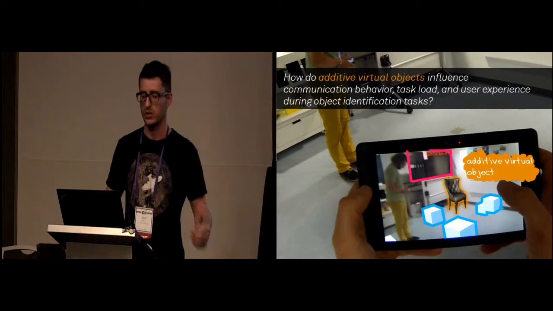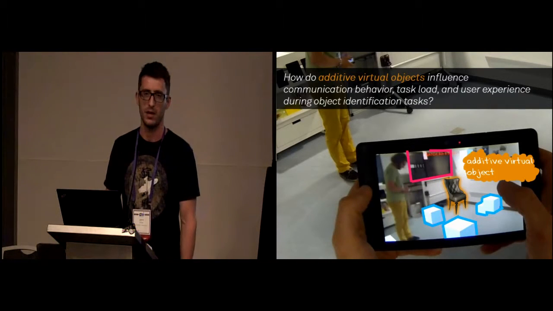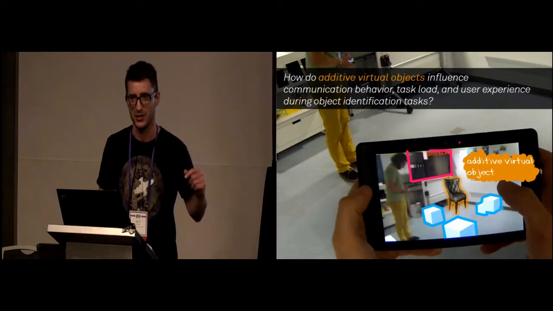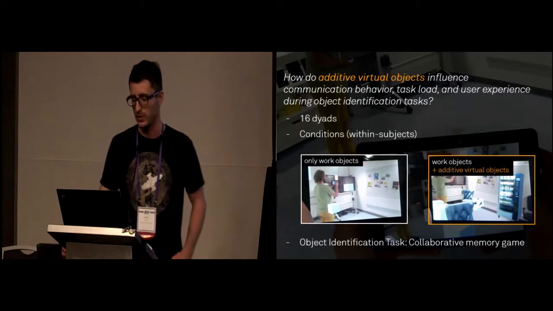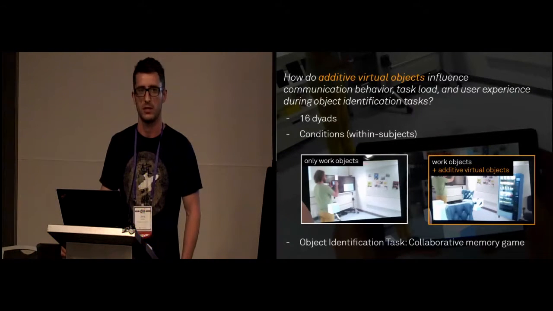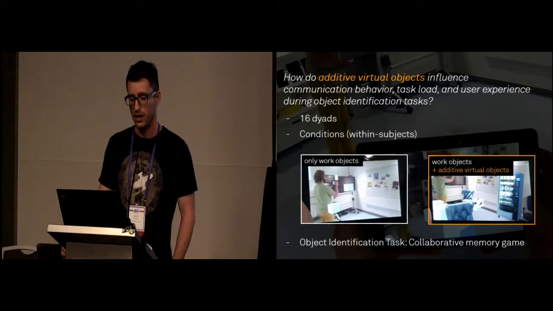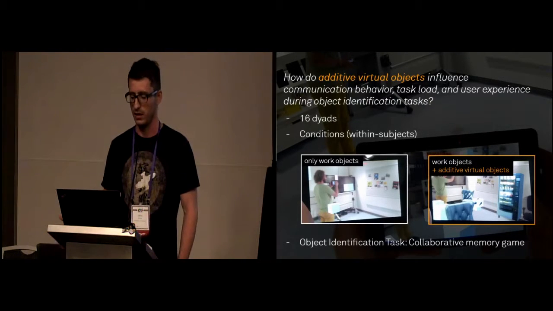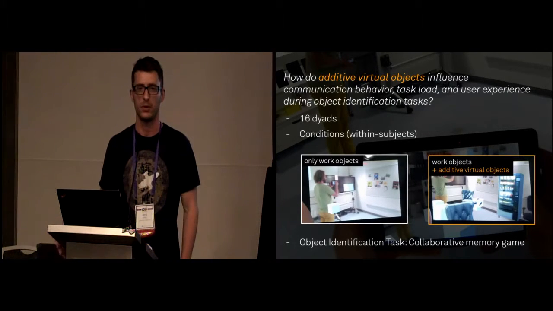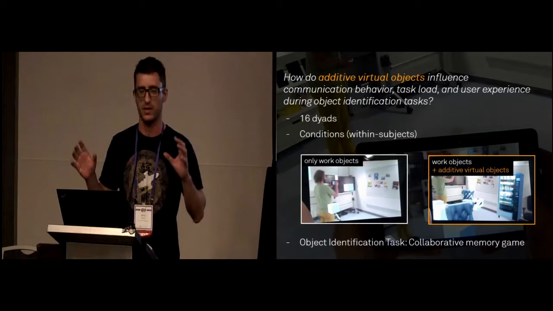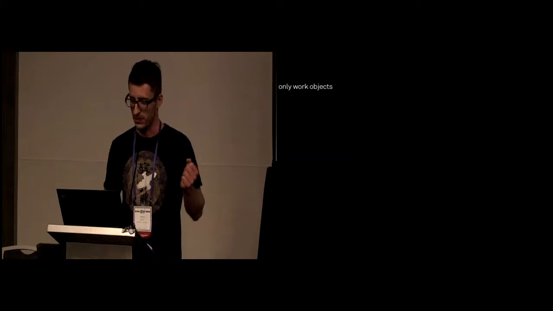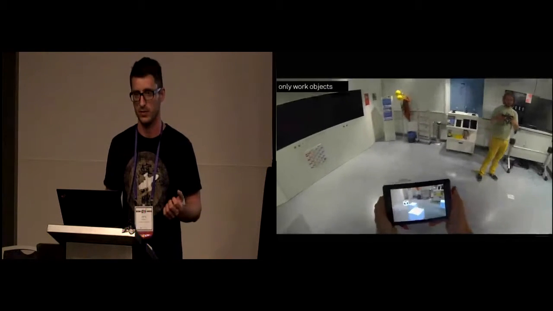And are they also used as spatial cues for object identification tasks, or are they just ignored? To answer this question, we conducted a lab study with 16 dyads using a within-subjects design, with the availability of additive virtual objects being the independent variable. As an object identification task, we designed a modified version of the very famous memory card game, where the dyads had to collaboratively find not matching pairs of cards, but matching pairs of cubes. This way we could make them exchange lots of spatial information.